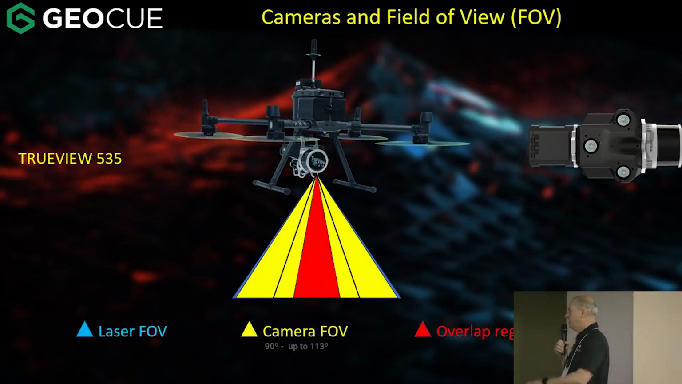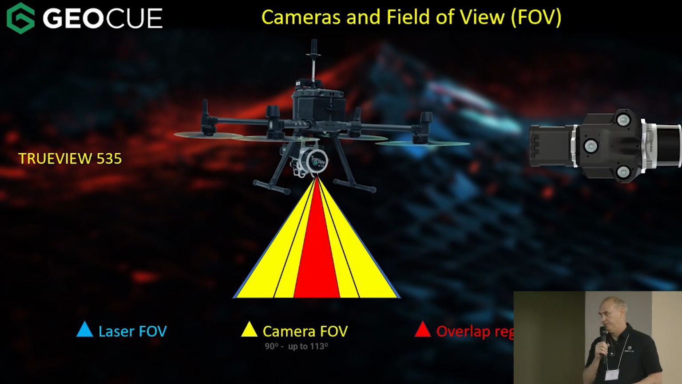So if you see here, we have the laser FOV that you can, of course, set on the LP360, right? And we have the camera FOV. So with the 535, we can easily go until 90 degrees, and we can actually go up to more than 100 degrees on it. And we have also the overlap region.